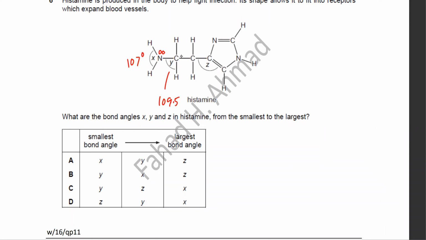And this one, what is the shape in this case? How many pairs of bonds? 3. Okay, 3 is trigonal planar. So it's going to be 120 degrees. So the answer would be X, Y, and Z. I mean, X is the smallest and Z being the biggest.